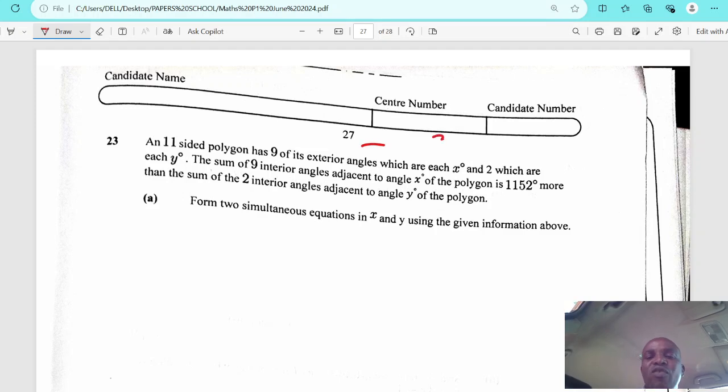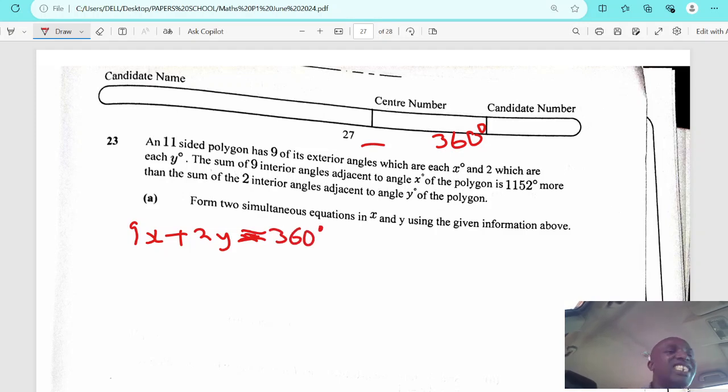You have to know that the sum of exterior angles of any polygon is 360. So it's an 11-sided polygon, and there are 9 of its exterior angles which are x degrees. So it will be 9 times x, plus 2 of them which are y, 2y, is equal to 360. Just like that. That's the first of the two simultaneous equations.